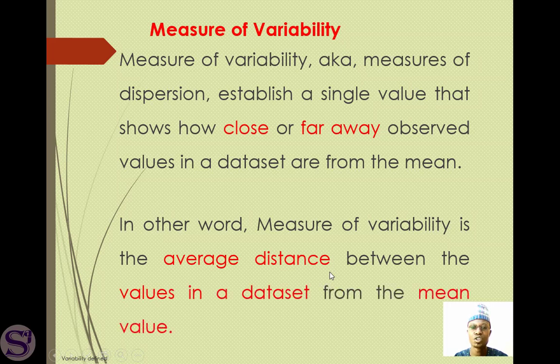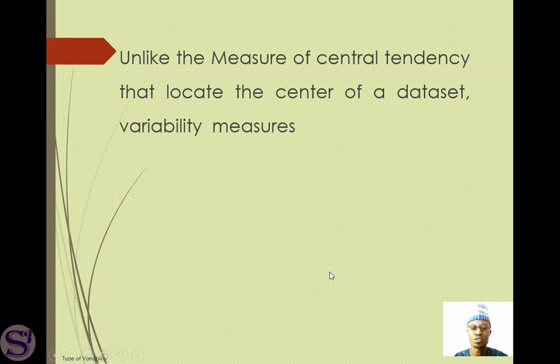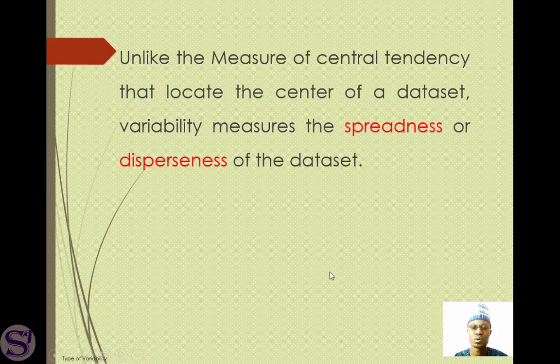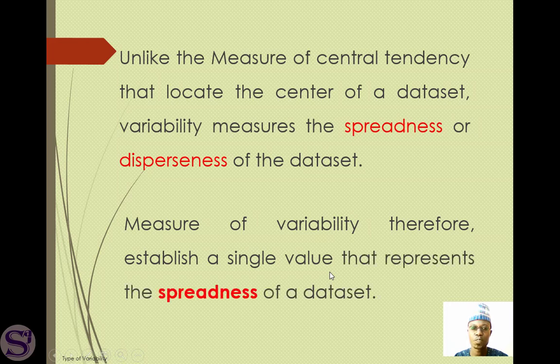Unlike the measure of central tendency that locates the center of the data set, variability measures the spreadness or the dispersedness of the data set. Measure of variability, therefore, establishes a single value that represents the spreadness of the data set. There are different types of measure of variability.